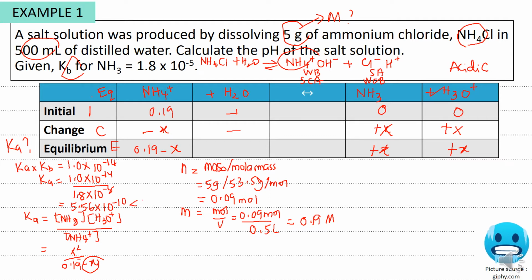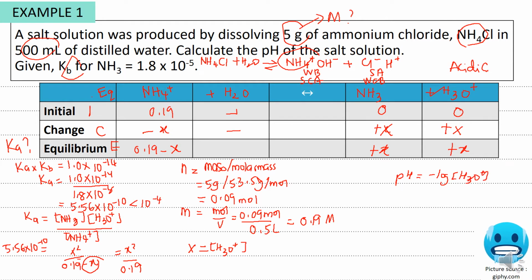Okay, so from the Ka value, since Ka is 5.56 times 10 to the power of negative 10, you can find the X value, because X is equal to H3O plus. We need the H3O plus because you will need to find the pH, because pH equals negative log hydrogen ion concentration, or hydronium. So what is X? X will be the square root of Ka times 0.19.